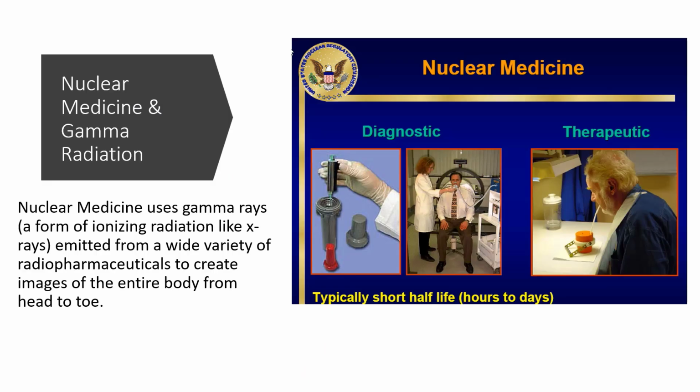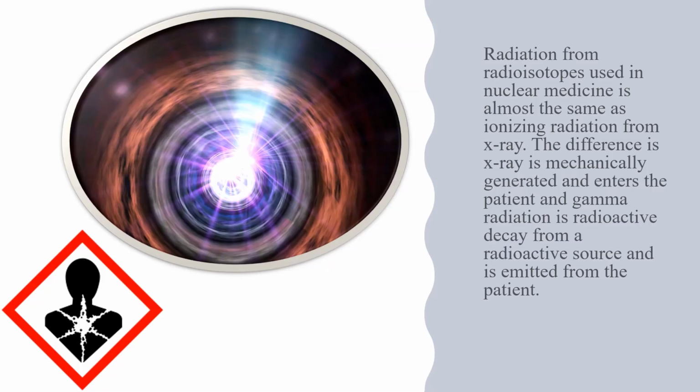Nuclear medicine uses gamma rays, a form of ionizing radiation like X-rays. These are emitted from a wide variety of radiopharmaceuticals to create images of the entire body, from head to toe. The primary difference between ionizing radiation from X-ray and gamma ray is that X-rays are mechanically generated and enter the patients, while gamma rays result from a decay of a radioactive source and are emitted from the patient.